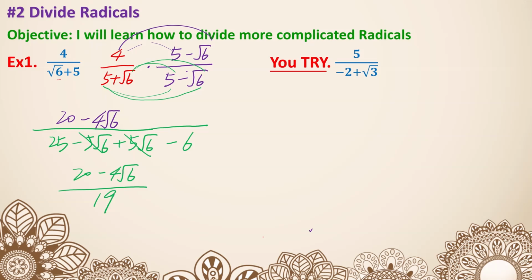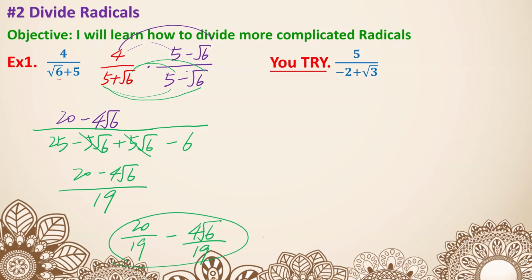In the previous lesson, we have mentioned about simplifying these fractions. One recommendation I have is to separate them into two fractions. So in this case, the first part is going to be 20 over 19, and the second part is going to be a minus 4 square root of 6 over 19. In this case, we can't simplify any of them, so that is going to be our final answer.